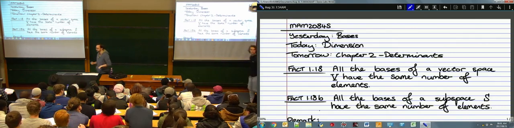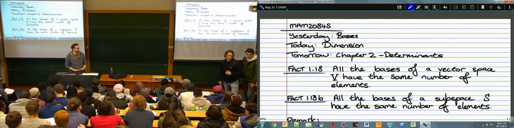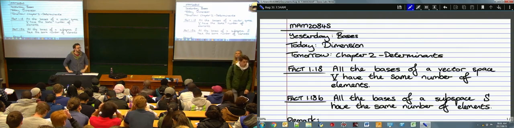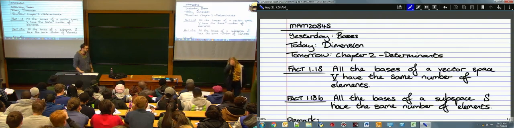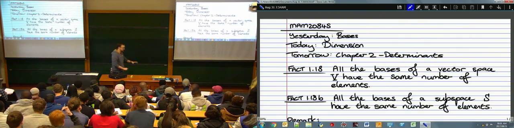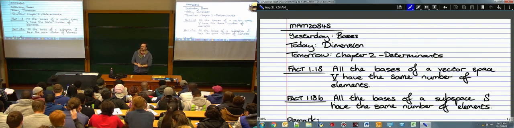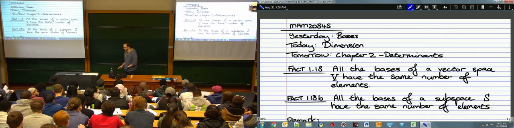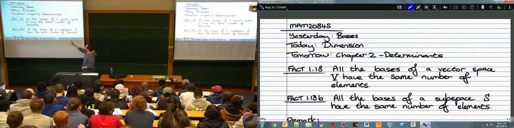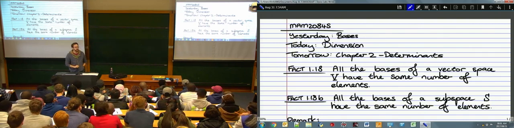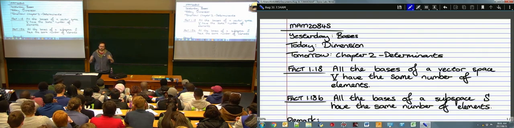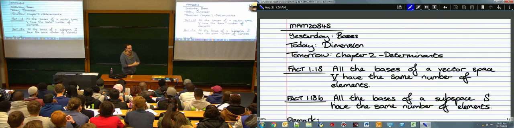Fact 1.18 basically just says that if you have a vector space V, all of the different bases for that vector space V have the same number of elements in it. And we can say a similar thing for subspaces. If you've got a subspace S, all of the different bases for that subspace S have the same number of elements. We spoke a little bit about this in the case of R2, and we said all the bases of R2 are going to have exactly two vectors in them.